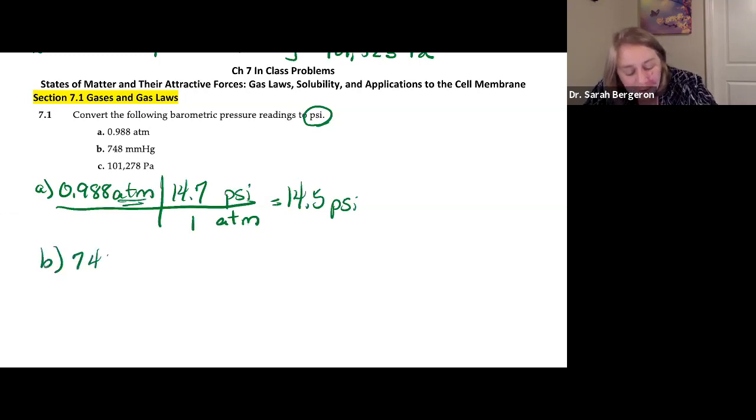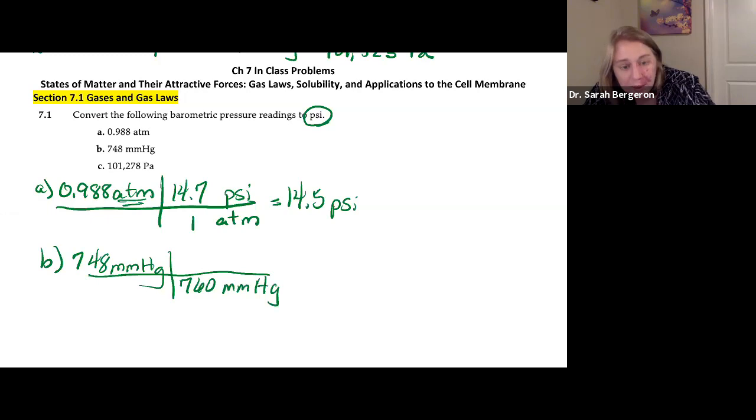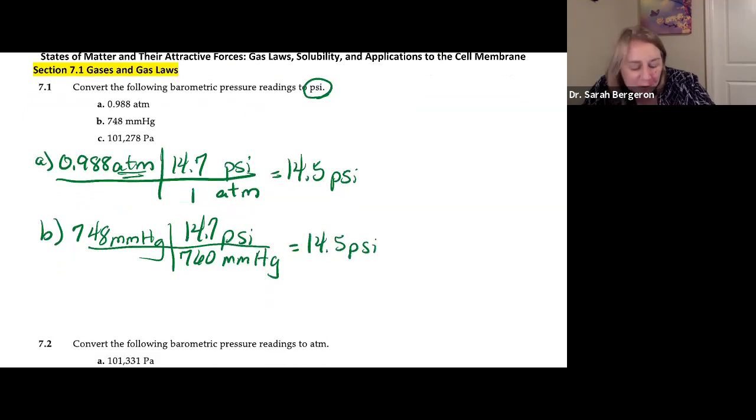B, 748 millimeters mercury. Okay, so we know we want millimeters mercury on the bottom. So that's 760 millimeters mercury. And then on the top, what are we going to? PSI. We know that that's 14.7 PSI. Okay, so 748 times 14.7 divided by 760. Well, look at that. Guess what? 14.5 PSI. I think it's funny your book did that.